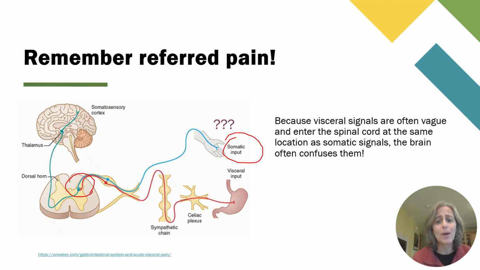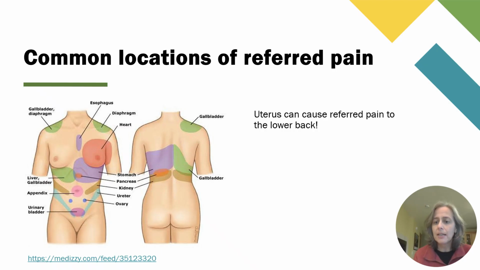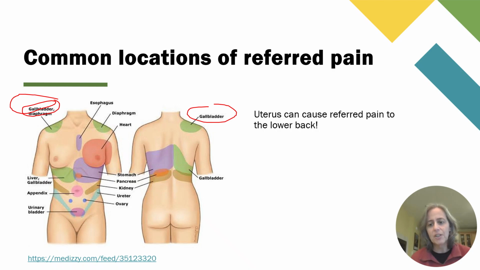It is not your hand. So I don't know why they picked the hand. But anyway, remember referred pain. And there are some classic locations that different organs can refer pain to. You might remember we talked about gallbladder and diaphragm and how, after I had my C-section, there was air trapped underneath my diaphragm and I had this terrible pain in my shoulder that eventually, as the air dissolved, went away. Same thing for the heart, right?